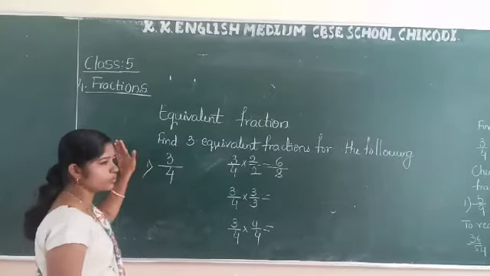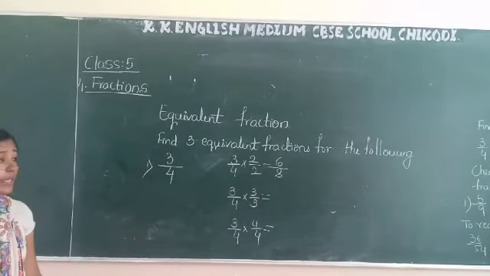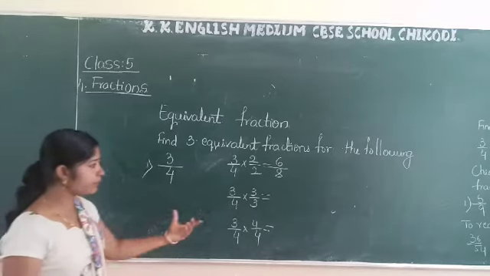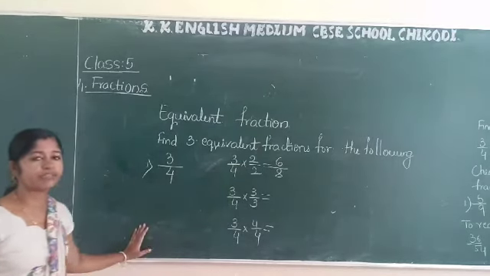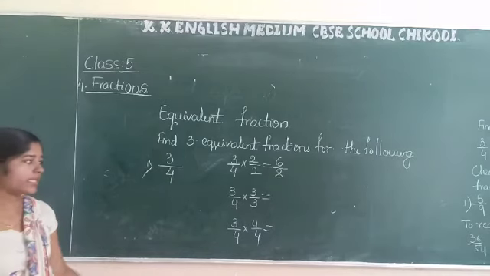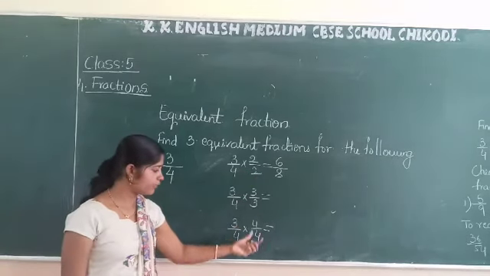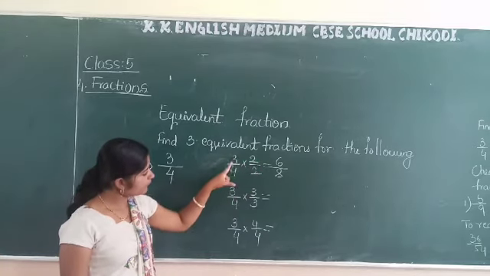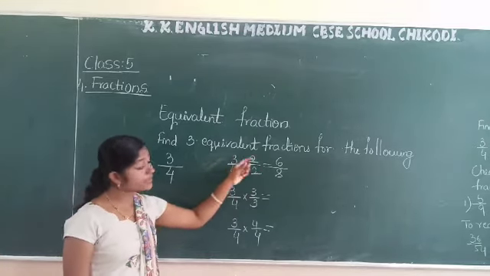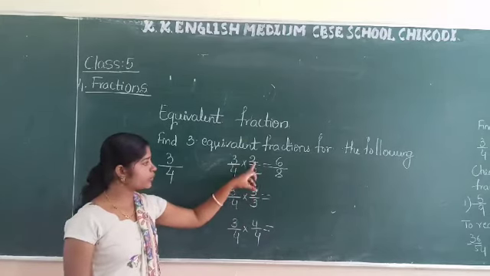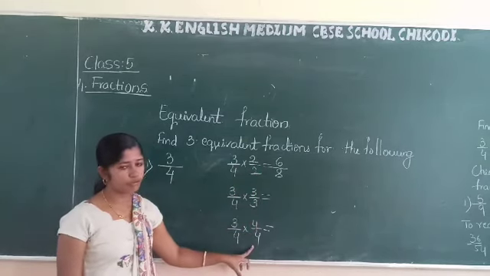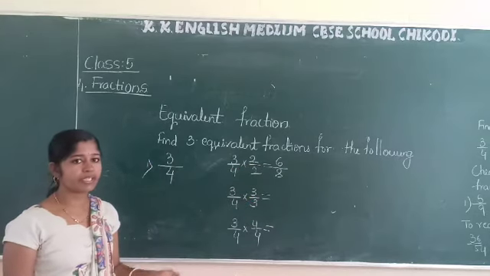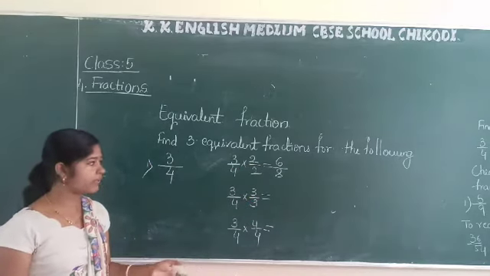Here I took one example, 3 by 4, and how to find the 3 equivalent fractions means you multiply the numerator and denominator with the same number. I took here 2, 3, 4. Don't take only 2 here. When you are multiplying, multiply the numerator and denominator with the same number. 2 by 2, 3 by 3, 4 by 4. You can take 5, 6, 7, no problem. But when you are taking, you take serial wise numbers.